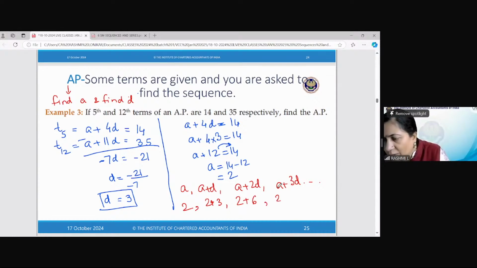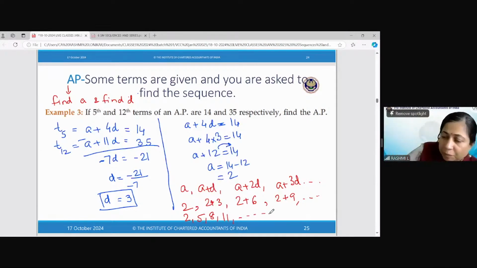2 plus 3 into 3, 9 and so on. So what will be the sequence? 2, 5, 8, 11 and so on. Okay. So this is the sequence that you are supposed to find.